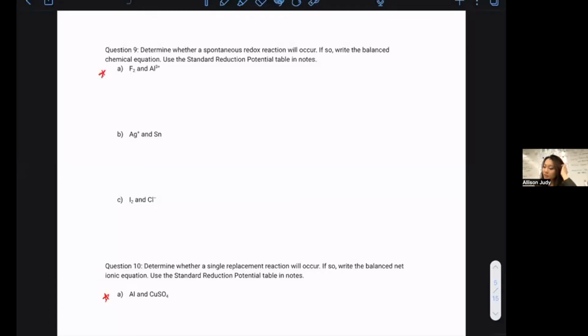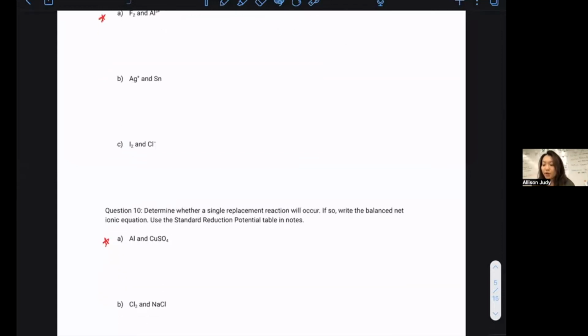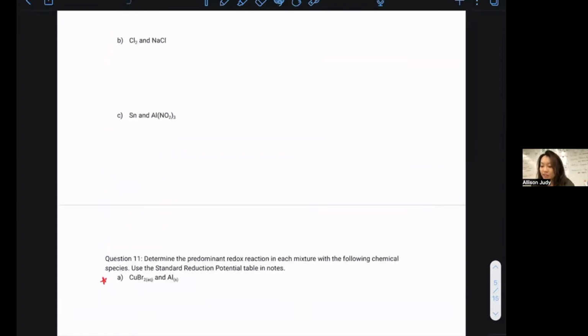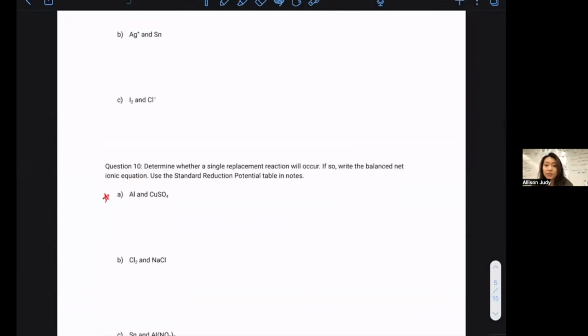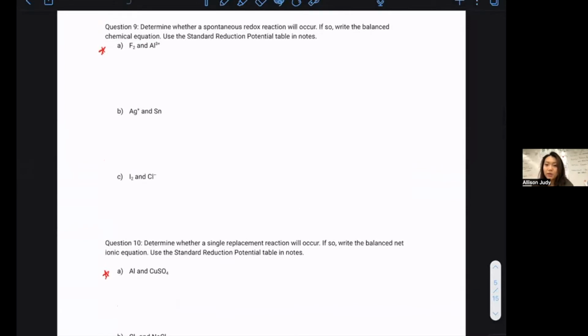All right, welcome AP students to your AP Redox problem. We're going to go through 3 conceptual questions, and I'm actually just going to address part A of 3 various types of questions that are rooted in understanding standard reduction potential, and then we'll head into an AP question.